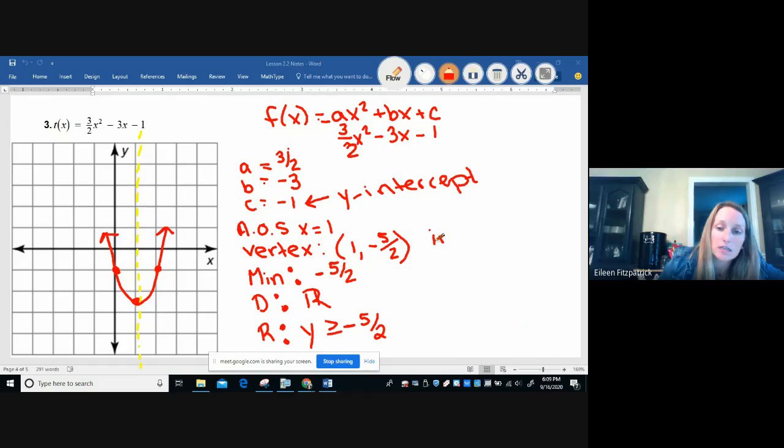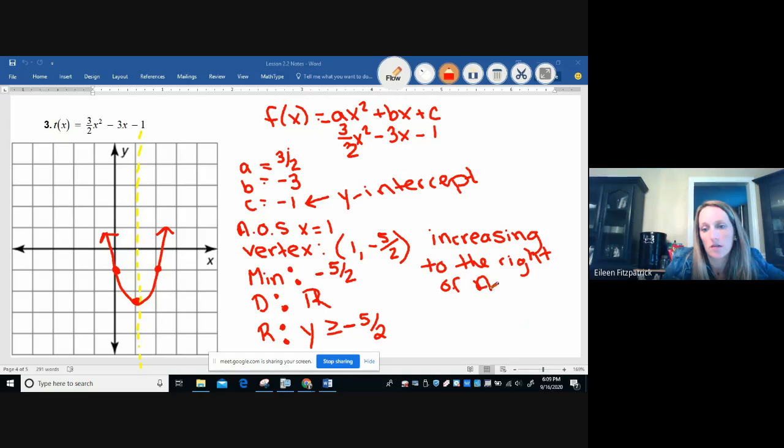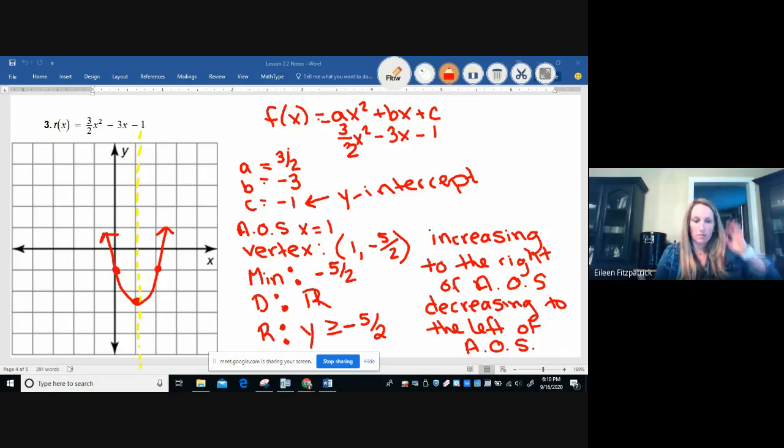Last thing we have to do is increasing and decreasing. If we say down, down, down, down, down, up, up, up, up, up, we're increasing to the right of the axis of symmetry. So increasing to the right of AOS. And remember over here, when you trace, you say down, down, down, down, down. That's on the left-hand side of the axis of symmetry. So decreasing to the left of AOS. Okay, so that's one in standard form. Let's get set up for another one.